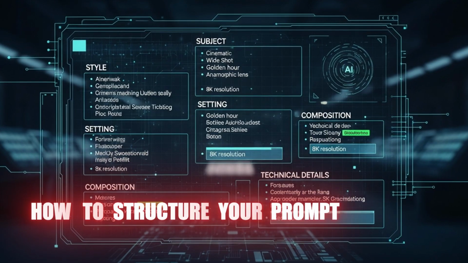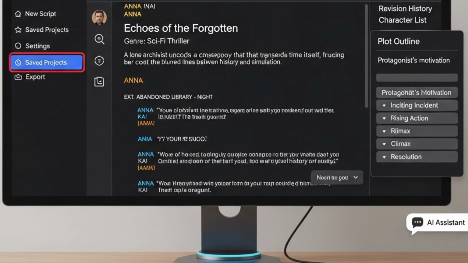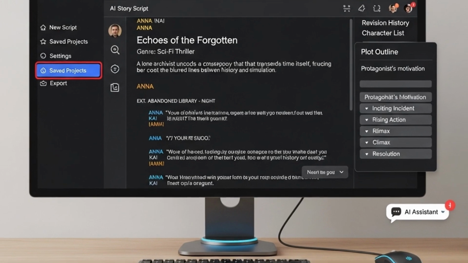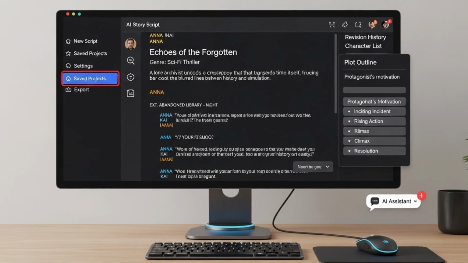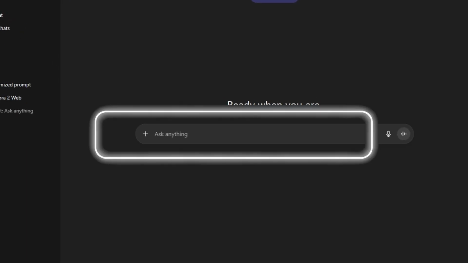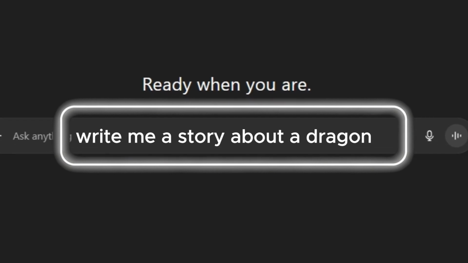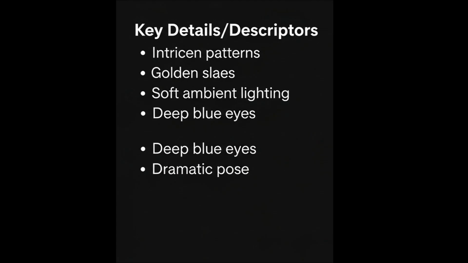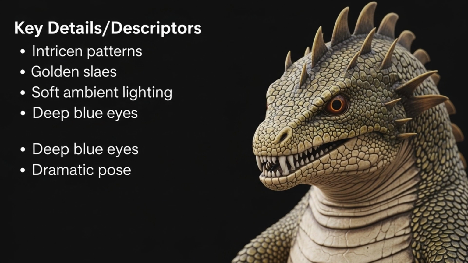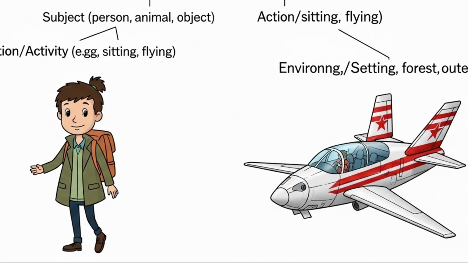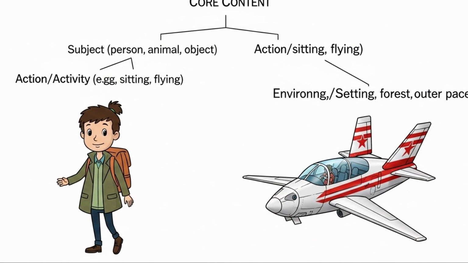How to structure your prompt properly if you want AI to write amazing stories instead of weird, plotless chaos. Because let's be honest, typing, "write me a story about a dragon" isn't going to make you Tolkien. But with the right prompt structure, you can literally make AI write stories that sound creative, consistent, and emotionally engaging.